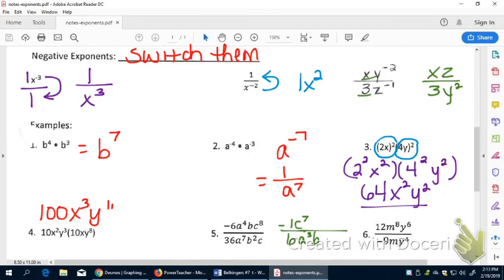Do number 6 by yourself. Alright, so we got negative 4/3 or 4 over negative 3. It doesn't matter where the negative is. Alright, let's subtract our m's. We got 8 on top and 1 on bottom, so we have 7 left on top. We've got a y to the 6th on top and a y to the 4th on the bottom, so y squared on the top.